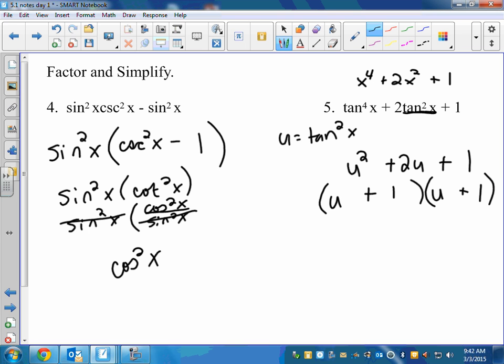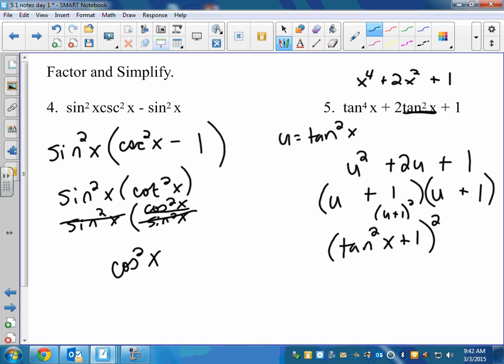Don't forget that u substitution is just an in-between step to help you. This is not your answer. You always have to go back and plug in what u is. So that would be the same as saying tangent squared x plus 1, and since there's 2 of them, can I write it like that? Since there's 2 of these, that's like u plus 1 squared. You don't have to do that. You could write 2 of them.